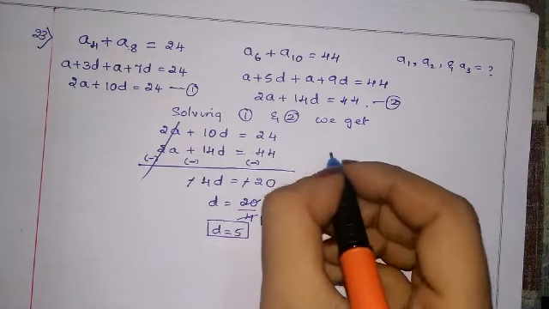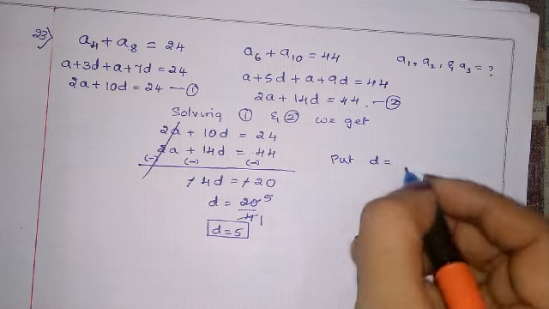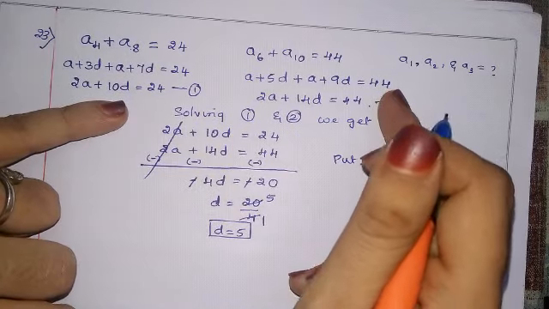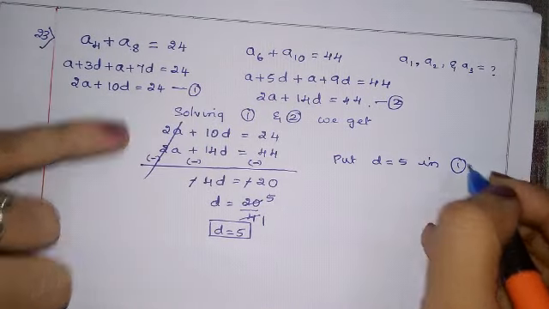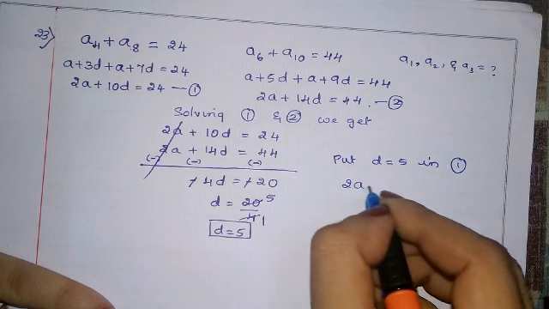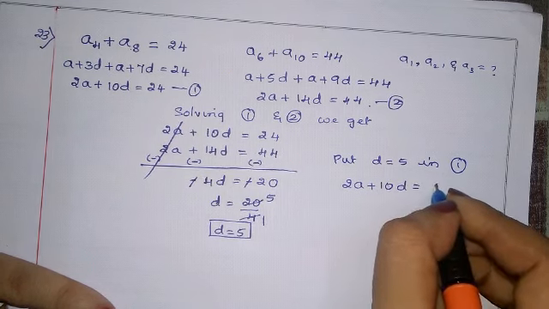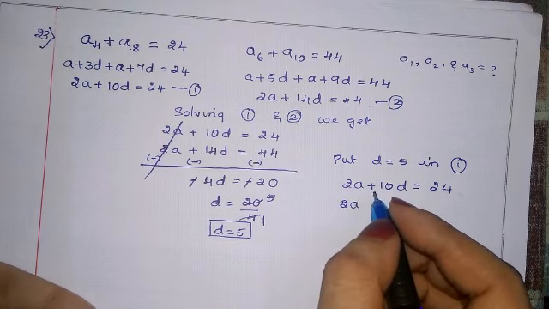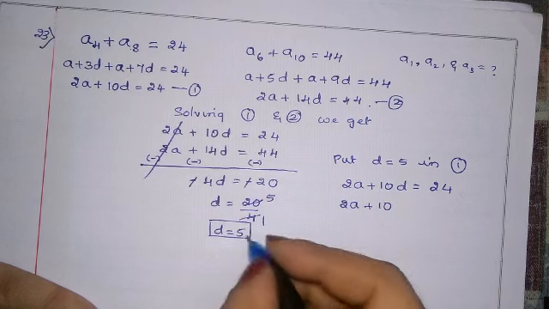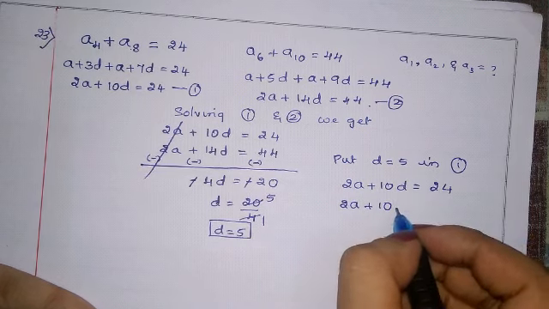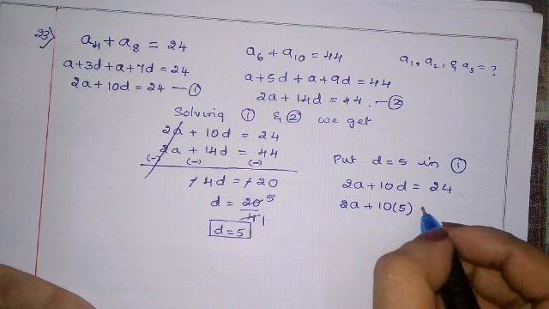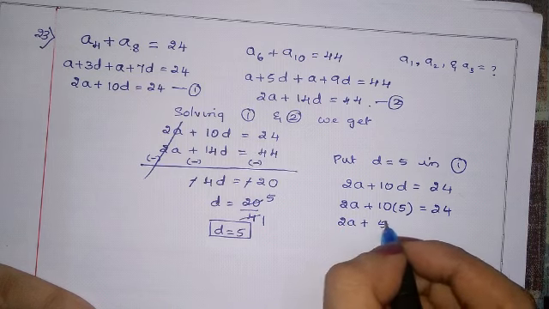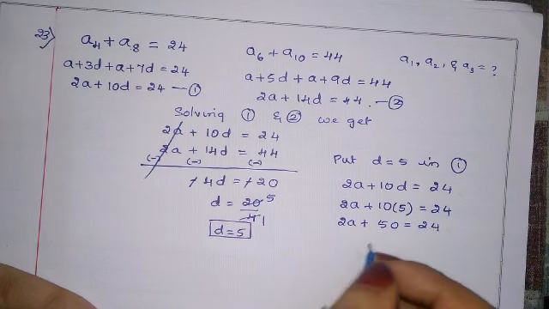Now put d is equal to 5 in any equation. If you want, you can take equation 1 or equation 2. Let us take equation 1. Equation 1 is 2a plus 10d is equal to 24. 2a we keep as it is because we don't know the value of a here. Plus 10 into, now we got the d value, so we place the d value, 5, equal to 24. 2a plus 10 fives are 50 is equal to 24.